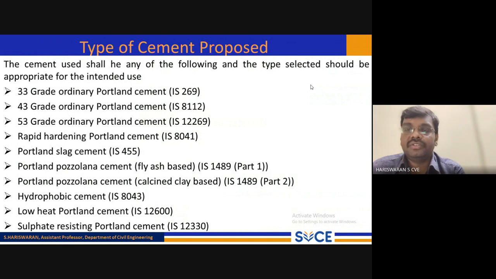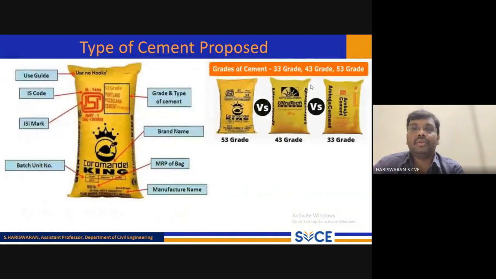The grade of concrete we are still using for all types of execution: OPC, ordinary Portland cement, with three different grades, 33, 43, 53. Nowadays, we are always going for 53 grade. The 33 grade of cement is not much available in the field, but it exists. There is a separate code for maintaining the standards for manufacturing and everything. Rapid hardening cement, Portland slag, everything has some special qualities. So we have to decide what type of cement we are going to use.